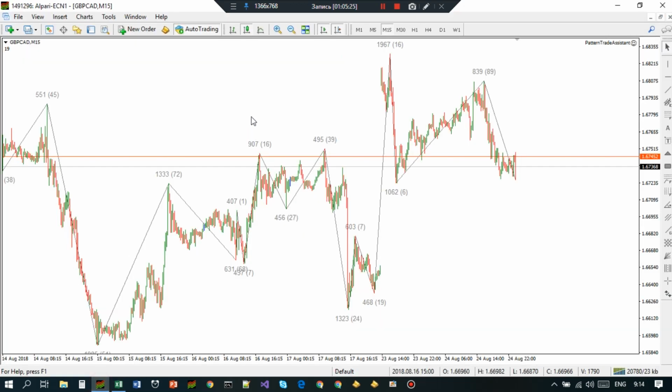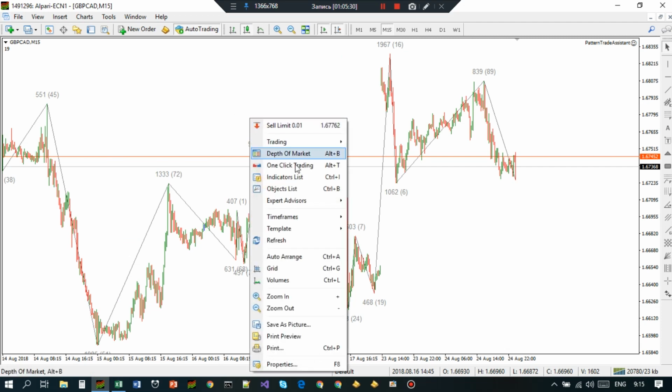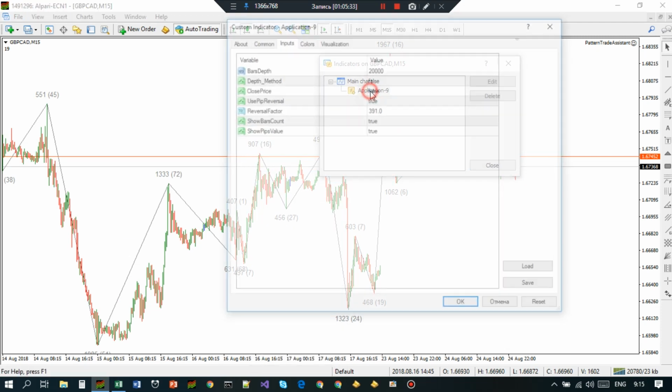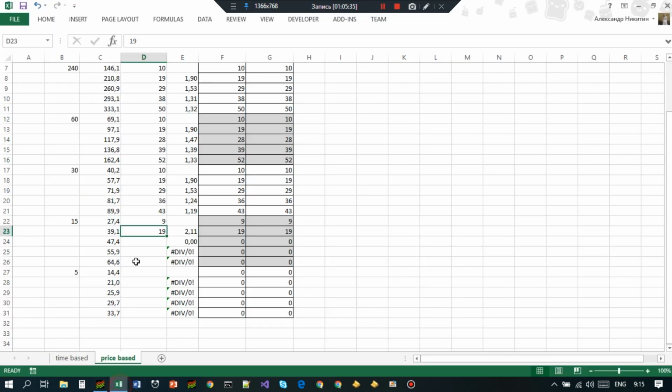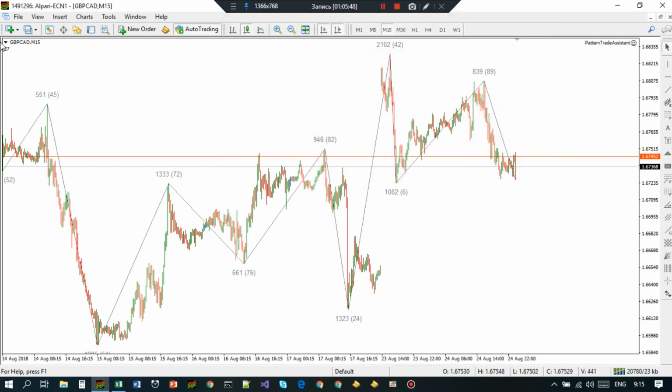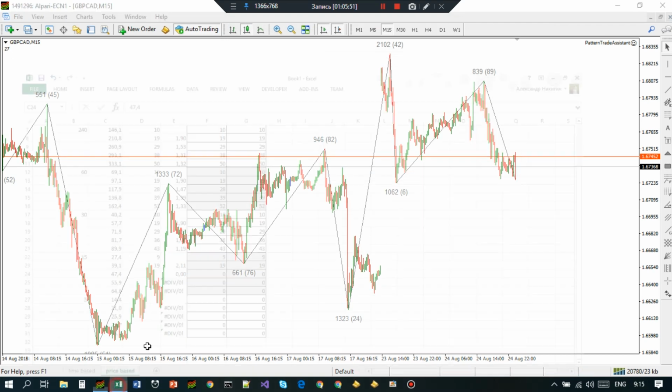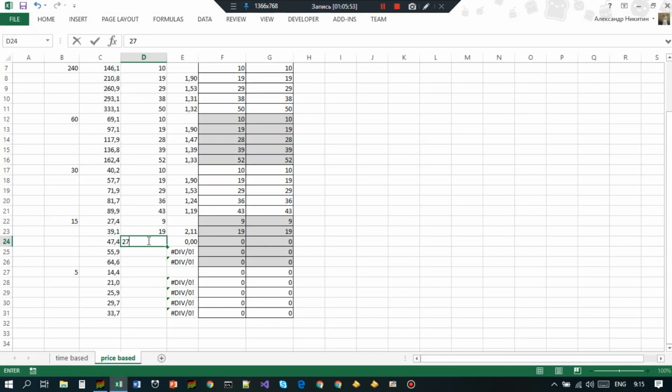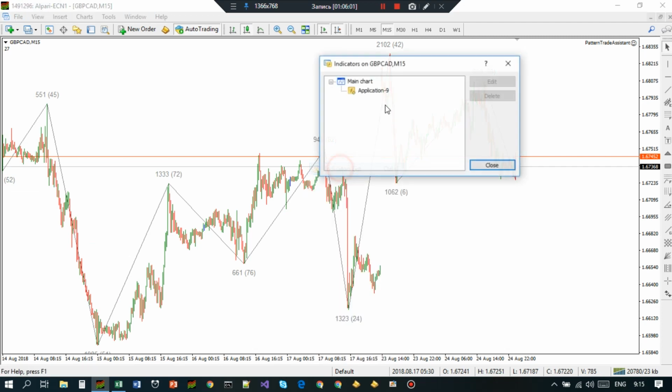Okay, then let's calculate it this way. What is the number? 47.4. Okay, it gives me 27, 27, 29, 28, becomes smaller, 29, 27. 55.9 is the next one.